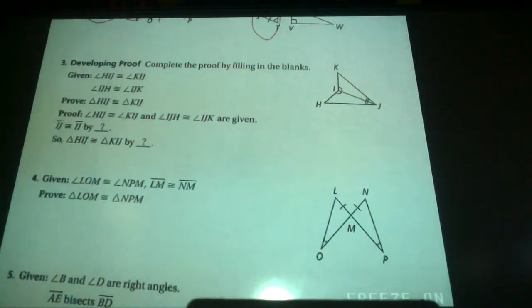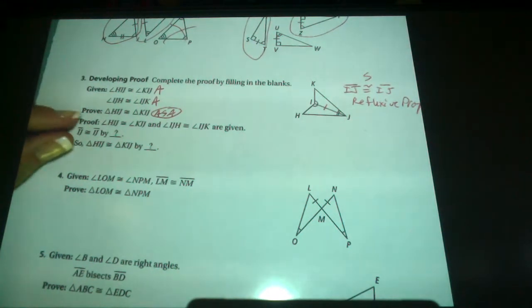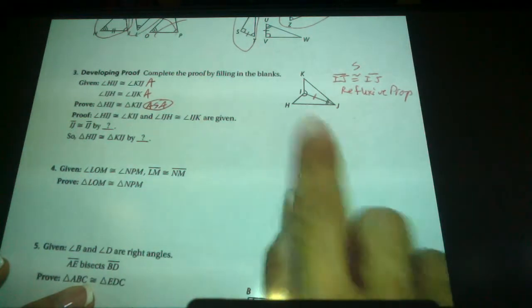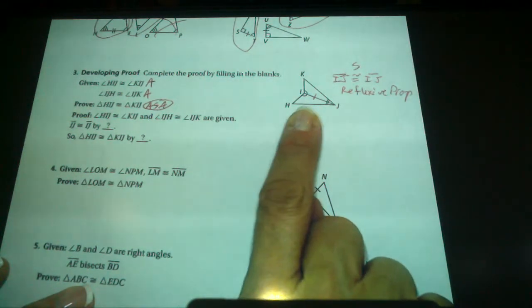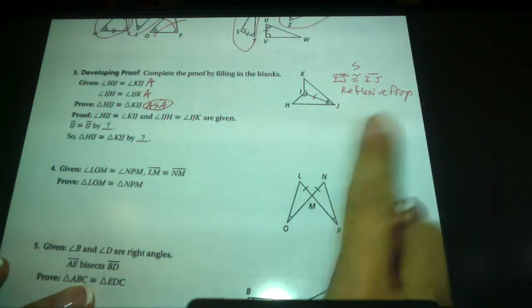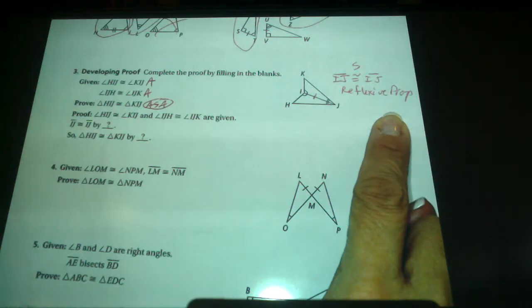Okay, so here we go. I didn't answer these questions here because essentially I answered them here. So this is an angle and an angle congruency statement. Then the only thing that's left over is to prove that IJ is congruent to IJ because they share a side. And so that's by the reflexive property. It will be of congruent segments.